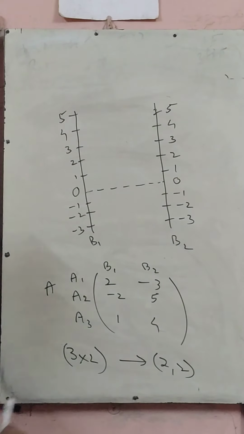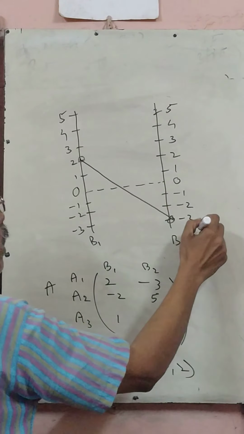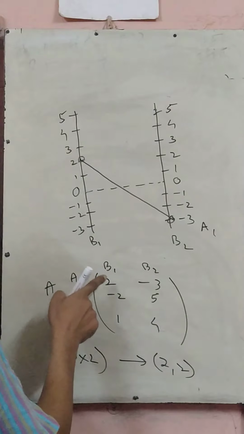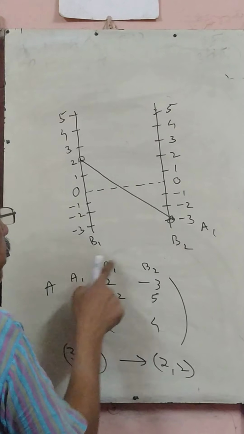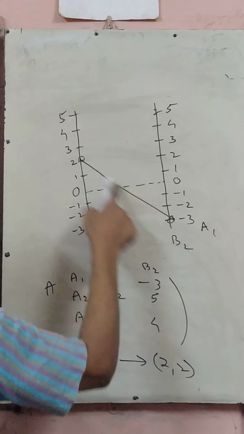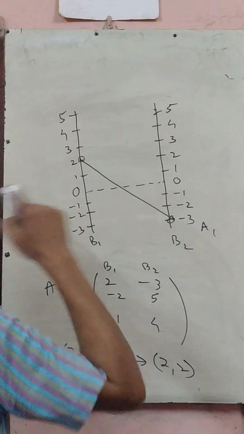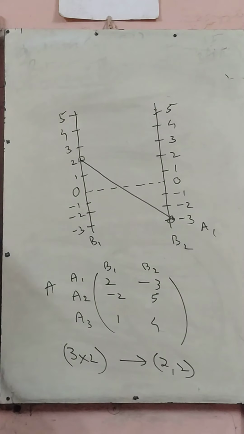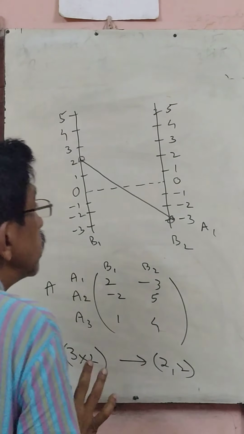So what is the point? 2 to minus 3. This is the A1 line. So the A1 line will be the line which goes from 2 to minus 3. A1 B1 is 2, and A1 B2 is minus 3. Now what is the meaning? What is the idea?